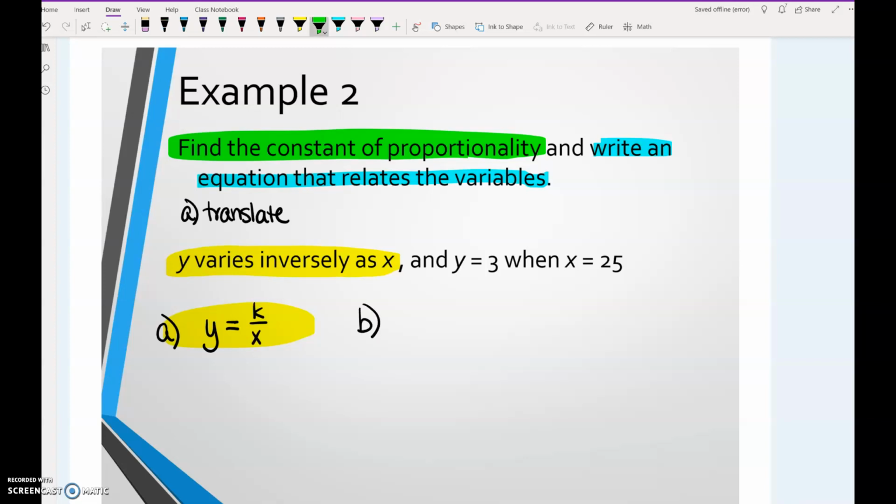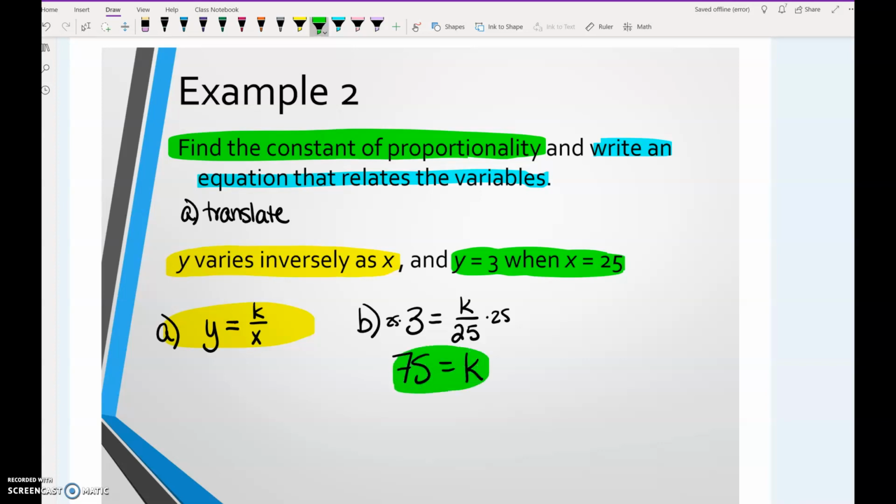Part B, they are going to give us some values that work in the equation. Y is 3 when X is 25. So we need to plug that in. Y is 3 when X is 25. How would we solve that equation to figure out what K is? Multiply 25 on both sides, we get 75 equals K. That's part B. So part A, translate it. Part B, figure out K.